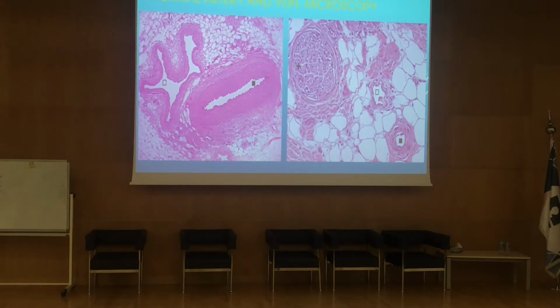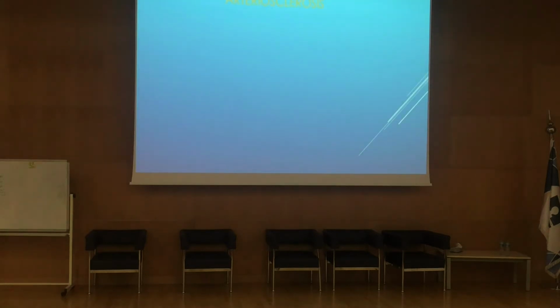What is this? This is a nerve. It is a cross section of a nerve, right? So now you are well familiar that the arteries are thicker and the veins are thinner. Okay.